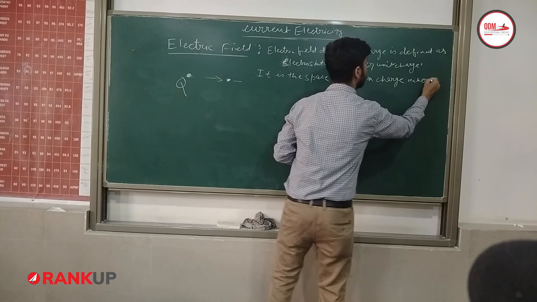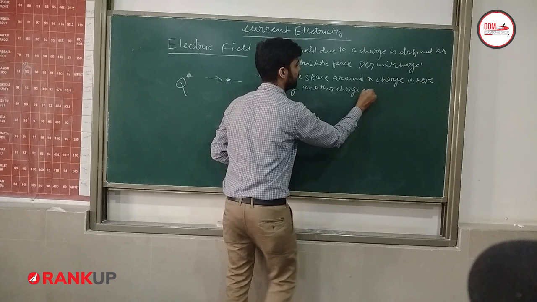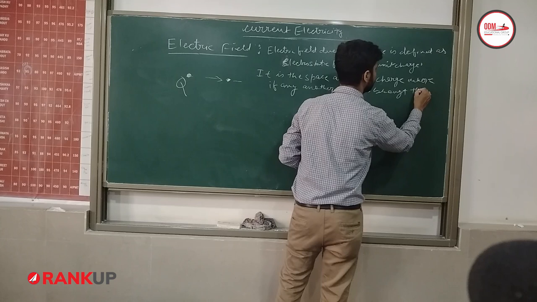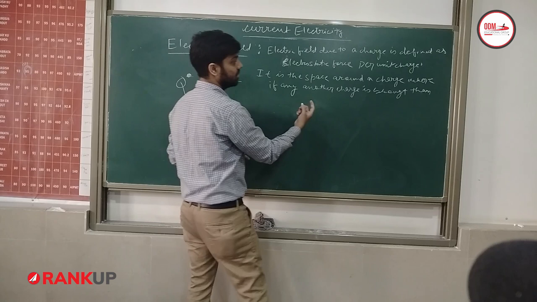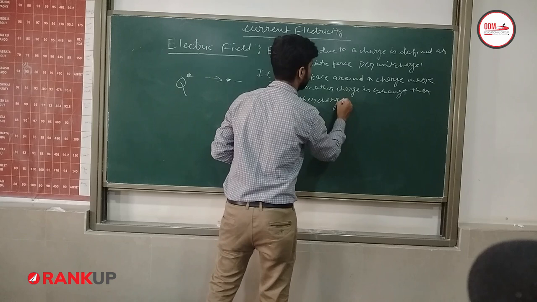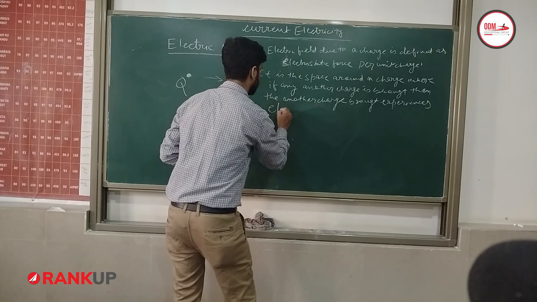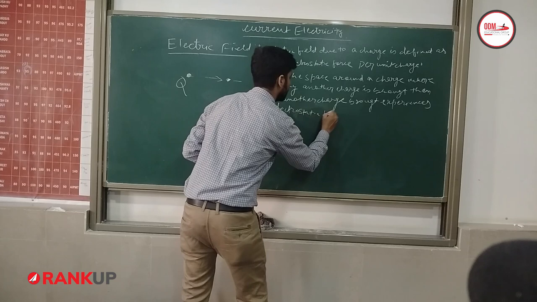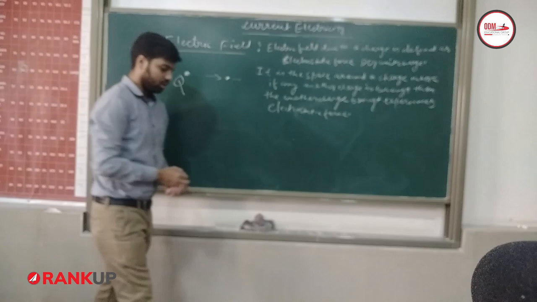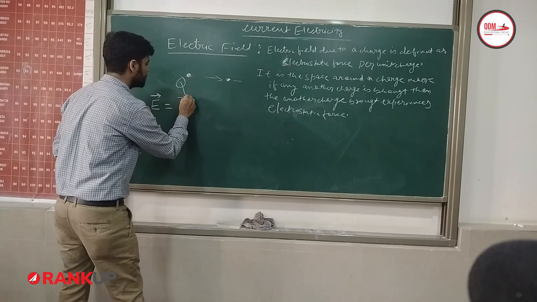where if another charge is brought, then the other charge which we have brought experiences an electric force, the electrostatic force. Got it? So this is electric field basically. Electric field can be written as E; in vector form it is written as E vector. So this is electrostatic force upon charge. Now I will tell why we are writing upon charge.